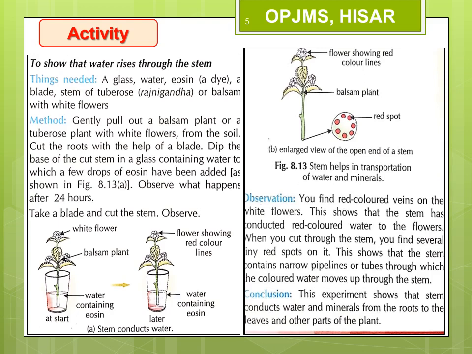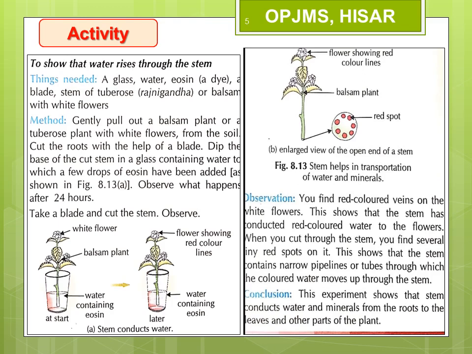Now cut the base of the stem of a herb which bears white flowers like that of petunia, balsam or rajnigandha, and put it in the beaker as shown in this figure. Leave this setup undisturbed overnight and observe the flowers next day. You will observe that the stem, leaves and petals of the flower have taken the color of the dye. This shows that stem has conducted water to the flowers and the leaf.